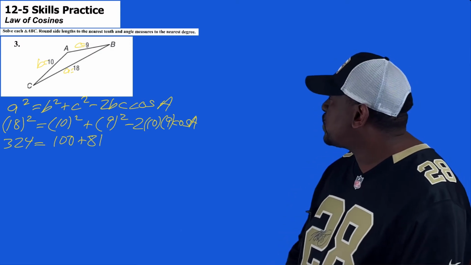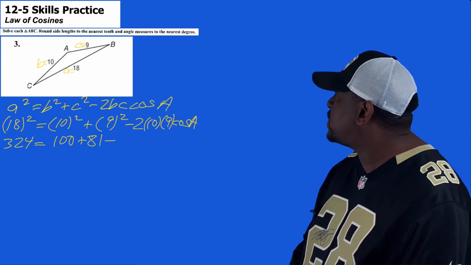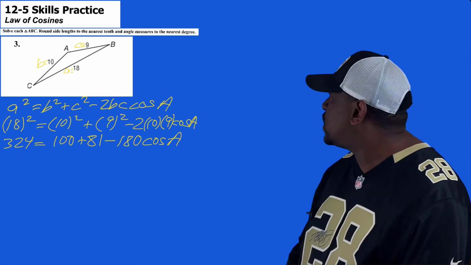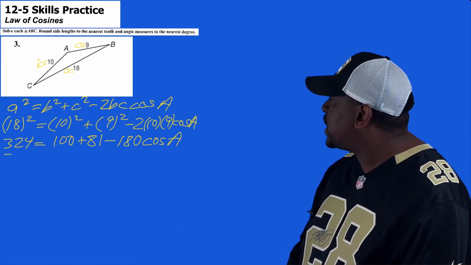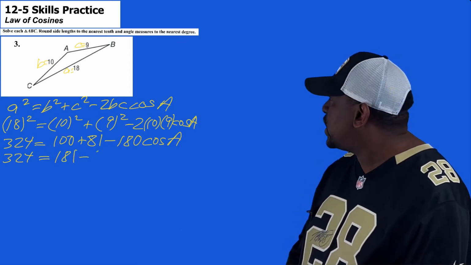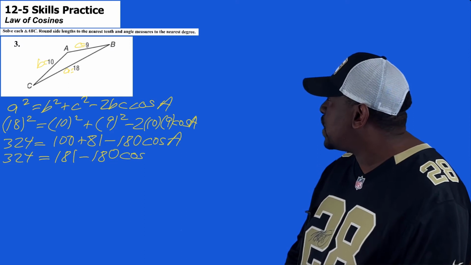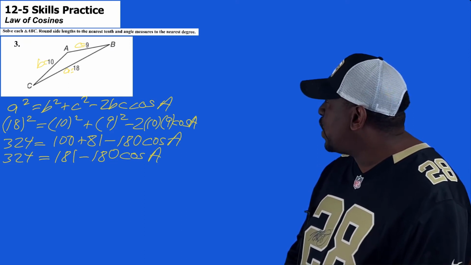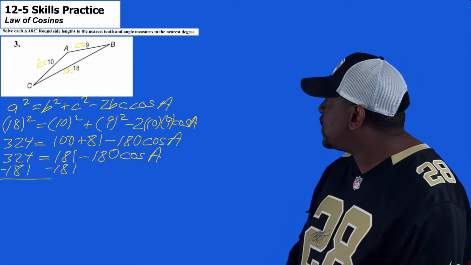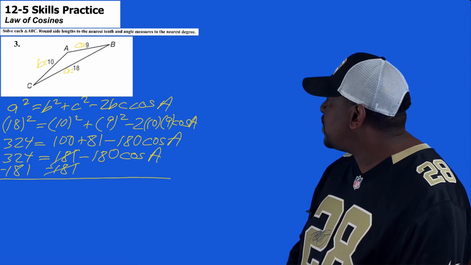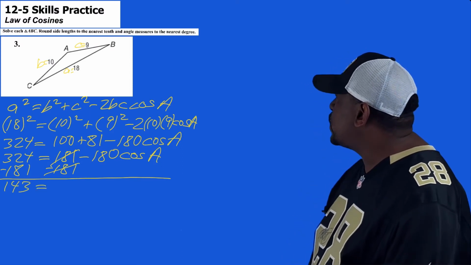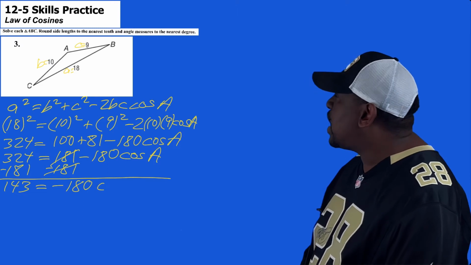So what we want to do is use the order of operations. We square 18, we square 10, we square 9. We have 324 equals 100 plus 81 minus 180 times cosine A. We can add 100 and 81 together. We get 181 minus 180 times cosine A. At this point, we will subtract 181 from both sides to get rid of that term and move it to the left side. We're going to be left with a value of, get your calculators out, 143 equal to negative 180 times cosine A.